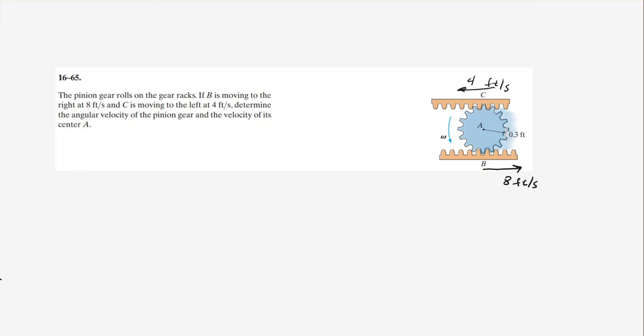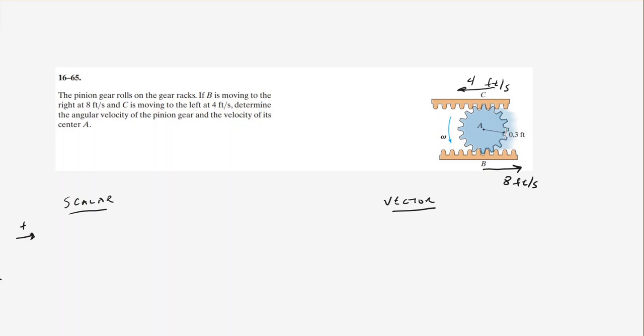All right, so in this case, they tell you the velocities of the gear racks, and then you're supposed to come up with omega and the velocity of the center. We've got one velocity going left, one velocity going right. So let's do the scalar, and then we'll do the vector. In this case, let's try going to the right as positive.